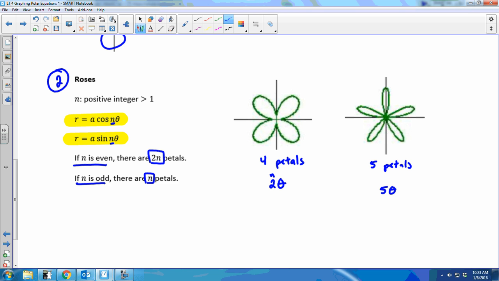Okay? Again, I'm helping you out so that when you start to graph, you at least have a little bit of a clue what it's going to look like before you start. Your roses will be centered at the pole.